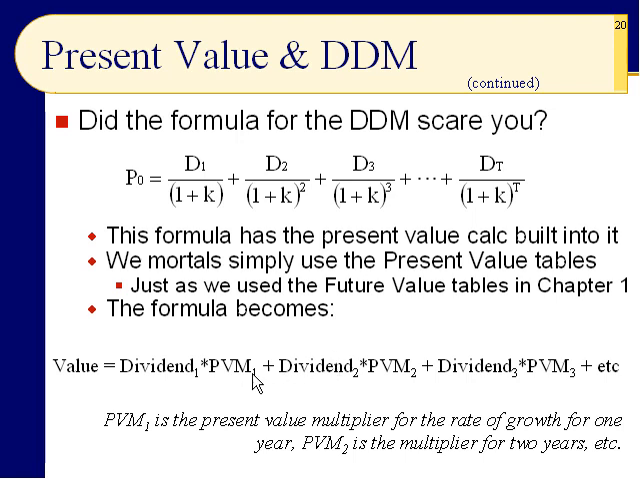So the formula becomes the value, the present value, what we believe the price should be, is equal to the dividend 1 times the present value multiplier. That's what PVM stands for. Present value multiplier for year number 1. And then we add to that the dividend for year number 2 times the present value multiplier for year number 2. And we add to that the dividend for year number 3 times the present value multiplier for year number 3. Are you getting the picture? It's not that hard. So the present value multipliers come from the table, and we'll take a look at that table a little bit later.